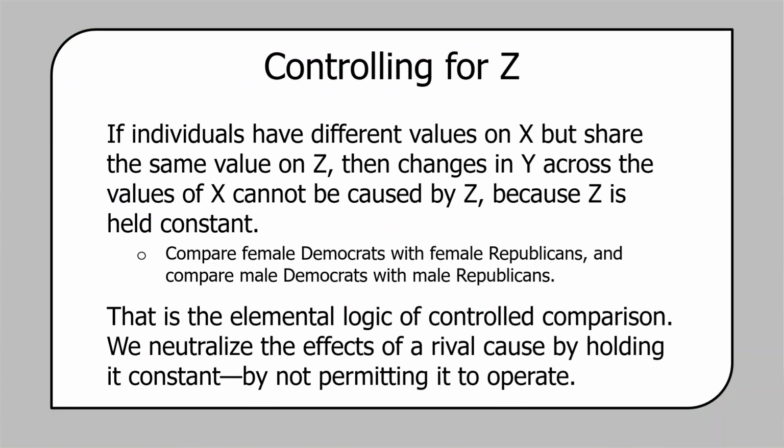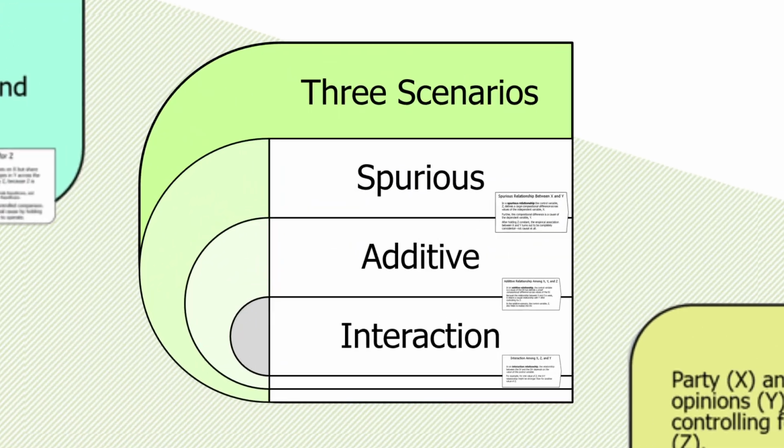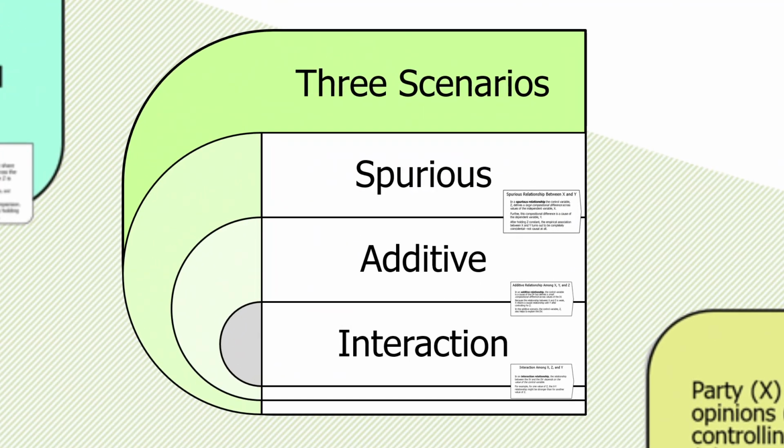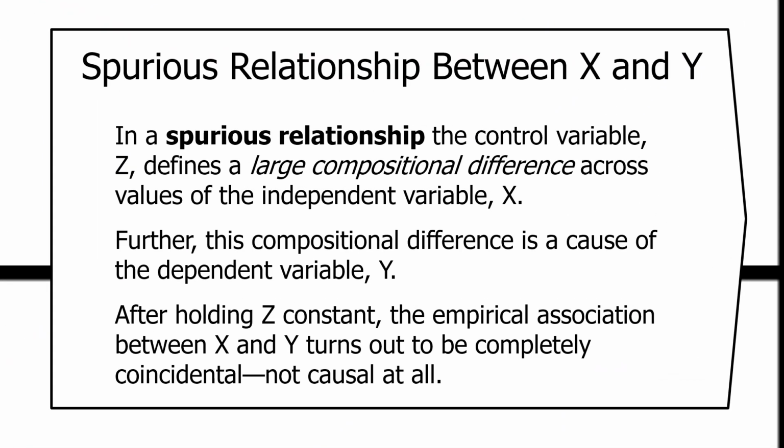All right, that said, let's introduce each of the three scenarios of what can happen to an XY relationship when Z is controlled. The first possibility is spuriousness. That is, the relationship between X and Y turns out to be coincidental, not causal at all. In a spurious relationship, the control variable Z, and this is important, defines a large compositional difference across values of the independent variable X. So we know that link between X and Z, between Z and X, is going on. As you change values of X, you're changing values of Z.